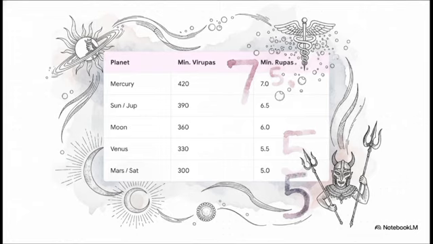When we decode this Sanskrit numbering from those verses, we get this incredibly clear requirement table. And remember, 60 Virayupas equal 1 Rupa. Notice the sheer variation here. The Sun and Jupiter require 6.5 Rupas to be considered strong. But look at Mercury. It requires the highest absolute score of 420 Virayupas, or 7 full Rupas, just to be deemed powerful. In stark contrast, Mars and Saturn, being naturally intense, malefic planets, only require 5 Rupas to assert their strength. This isn't just arbitrary math. It deeply reflects the unique energetic threshold of each celestial body.